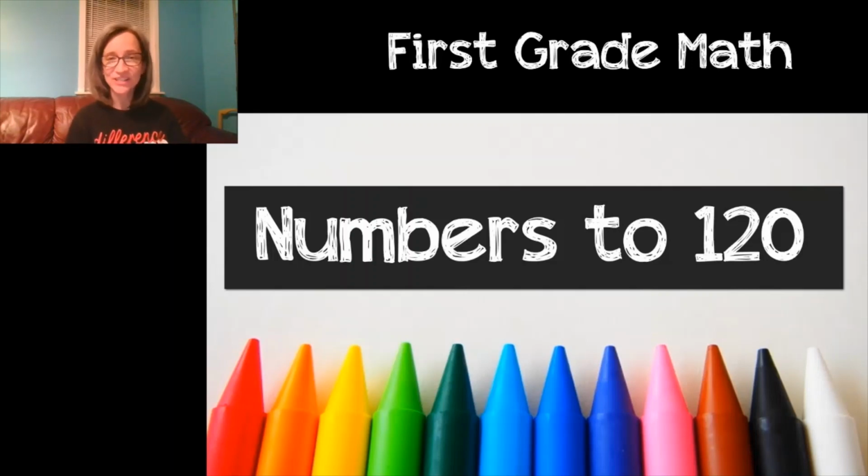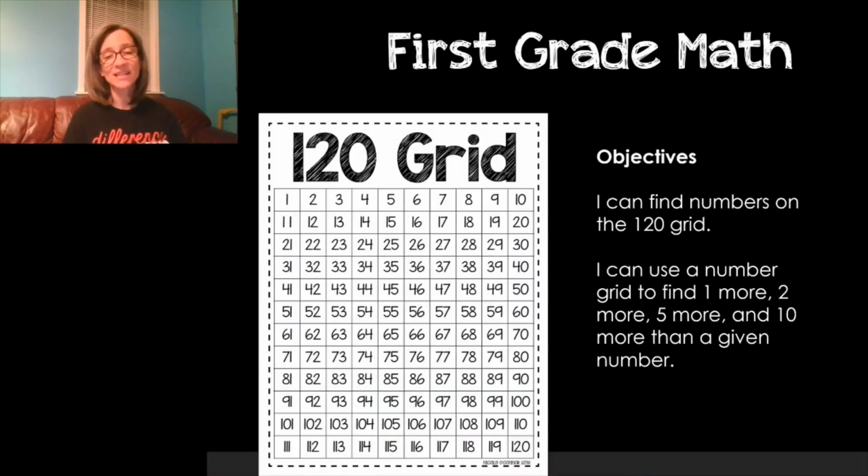Hi boys and girls, this is Miss Dowell, and today we're going to be talking about numbers to 120. So let's get started. Our objectives today are: I can find numbers on the 120 grid. I can use a number grid to find 1 more, 2 more, 5 more, and 10 more than a given number.